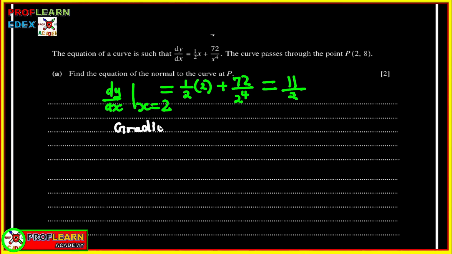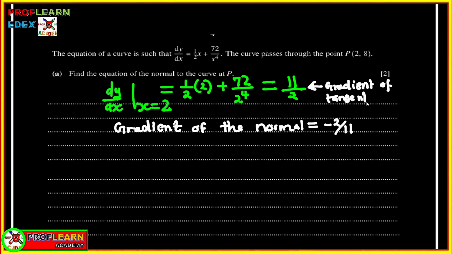And since we are finding the equation of the normal, we need to know the gradient of the normal, because the gradient of the normal times the gradient of the tangent, or the gradient of the curve, gives us -1. So we can use that 11 over 2 in order to find the gradient of the normal, and the gradient of the normal is going to be -2 over 11.